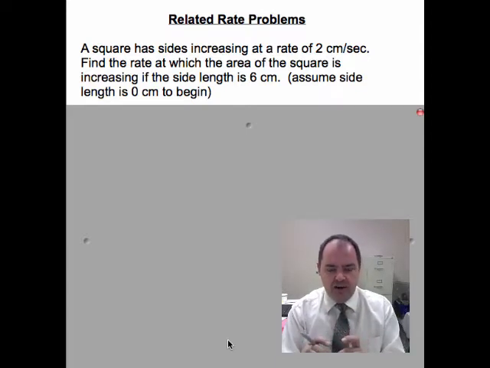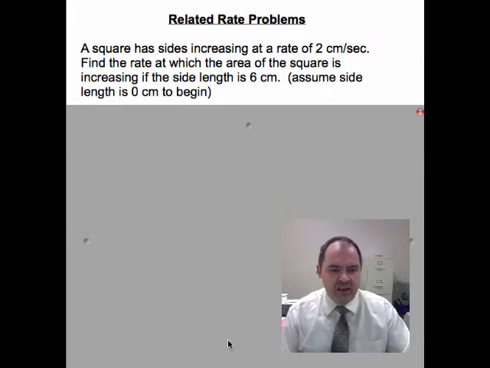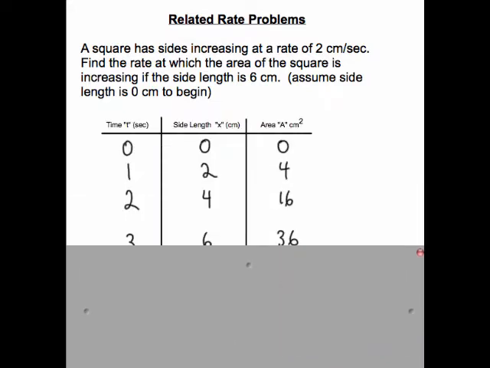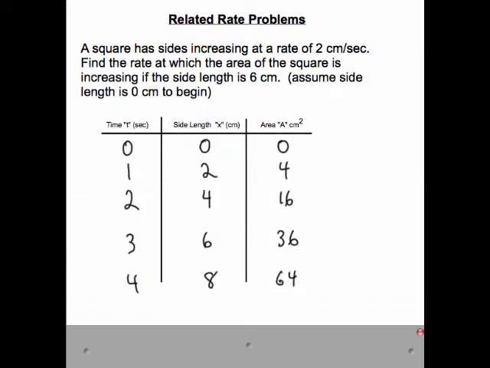So just imagine a square starting off with side lengths of 0, and it's growing at a rate such that the sides are growing at 2 centimeters per second. And what we want to figure out in this question is the rate at which the area is increasing if the side length is 6. So I'm going to do this numerically first of all, just by estimating what that answer would be.